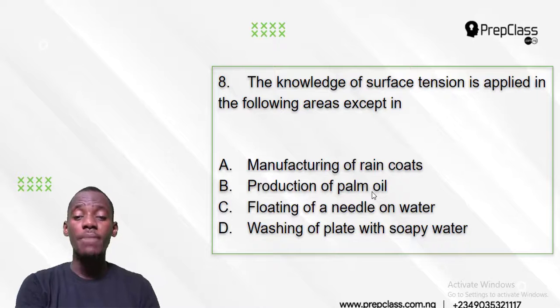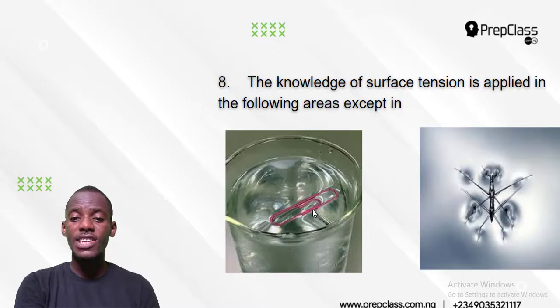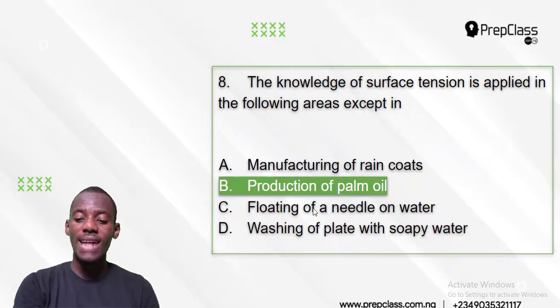Then manufacture of palm oil. Manufacture of palm oil, do they use surface tension knowledge to make palm oil? That's not true. Floating of a needle on water helps, like I showed you before. This can stay on water because of surface tension, and that is true.